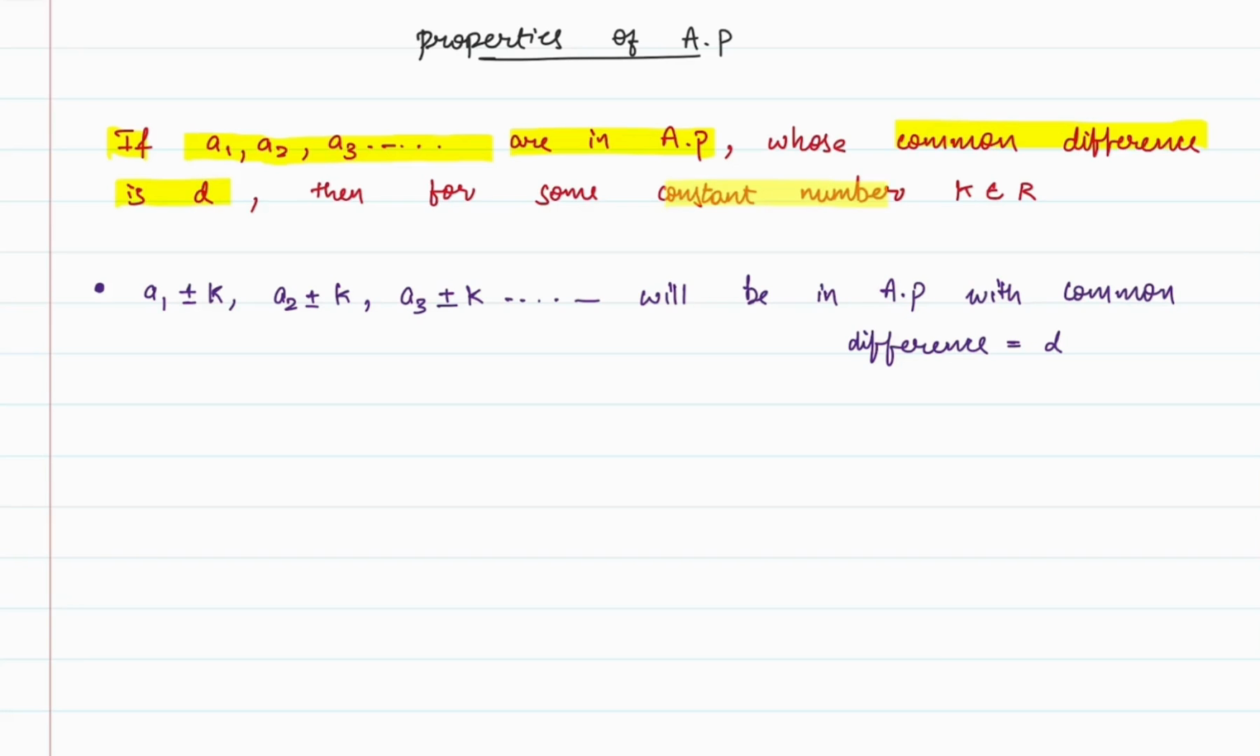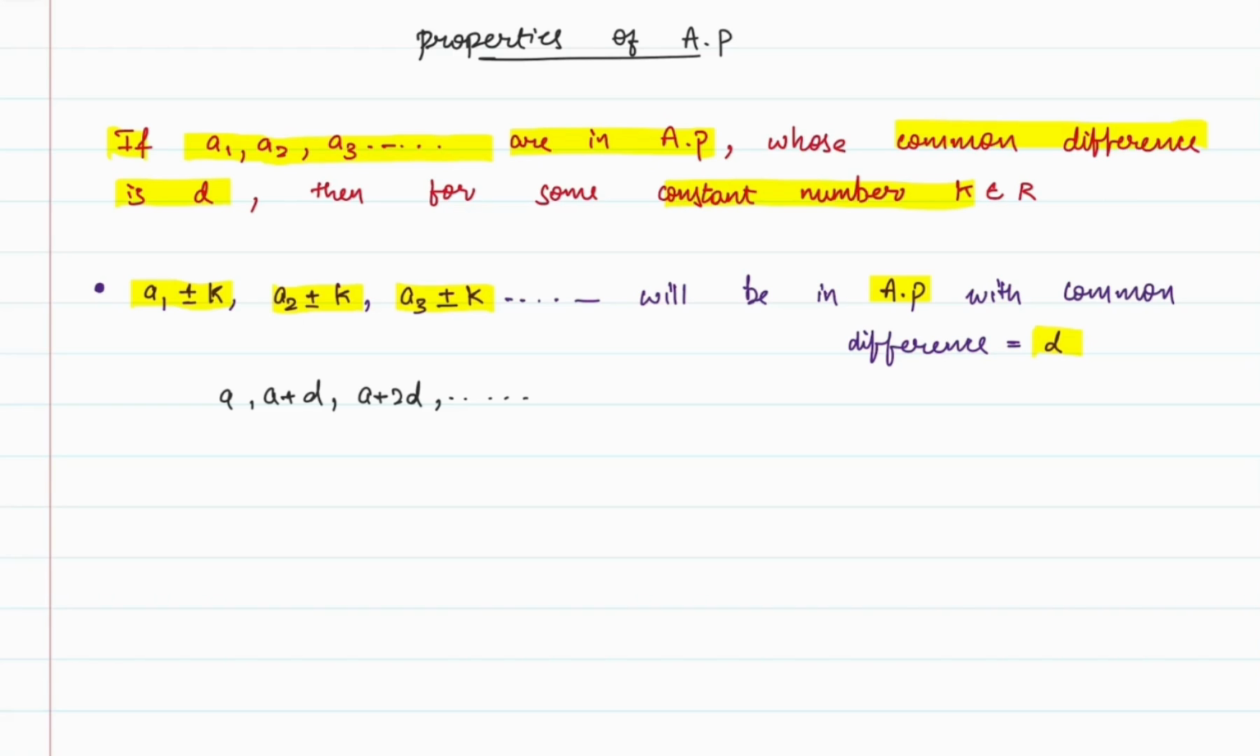then for some constant number k belonging to real numbers, A1 plus or minus k, A2 plus or minus k, A3 plus or minus k, this series will also be an AP with the same common difference d. We can prove this by taking a simple arithmetic progression a, a plus d, a plus 2d, and so on. So in this the first term is a and the common difference is d.